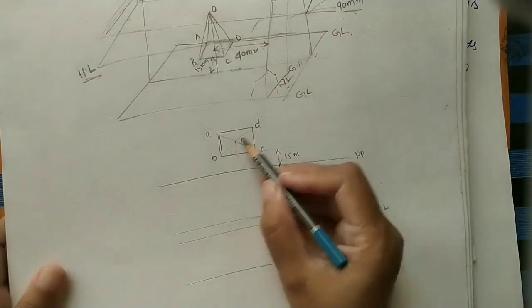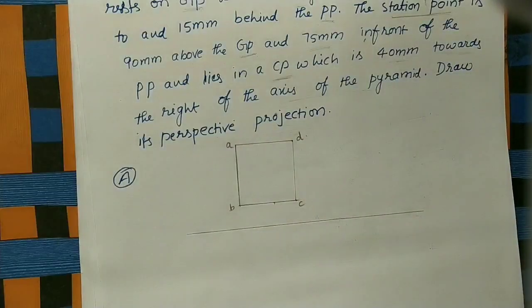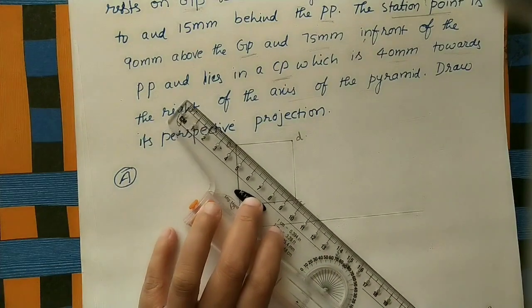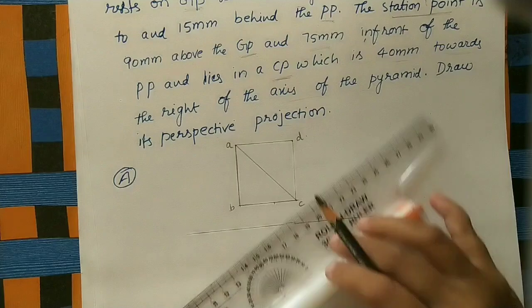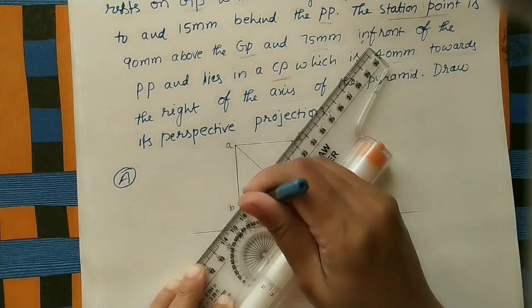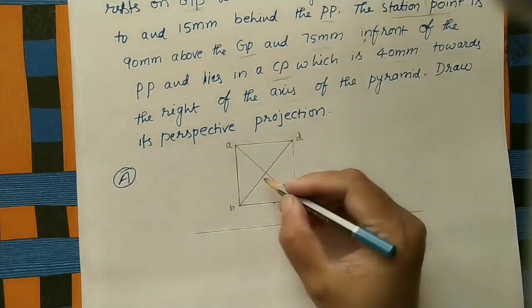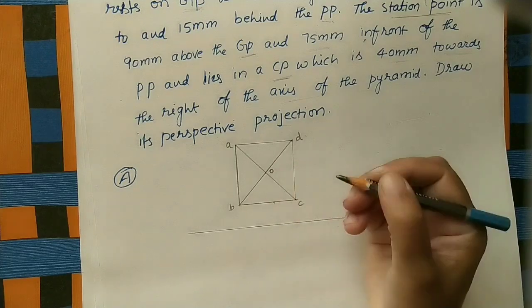After that find the center. Join opposite ends. It is the center. These are the slant edges. Okay, this is the apex. For apex we are marking O.